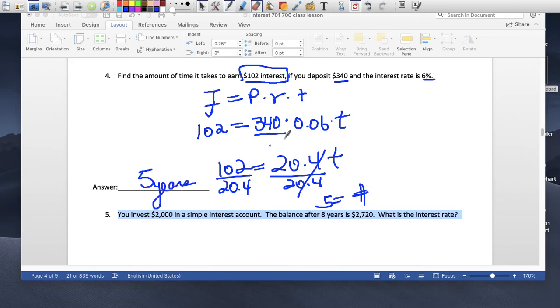So if you deposit $340 and leave it in the bank for 5 years, when you come back, the bank is going to give you $102. So if you decide to take the money out, the bank is going to give you the 340 that you put in plus the 102 as a thank you for leaving that money in the bank for so long.